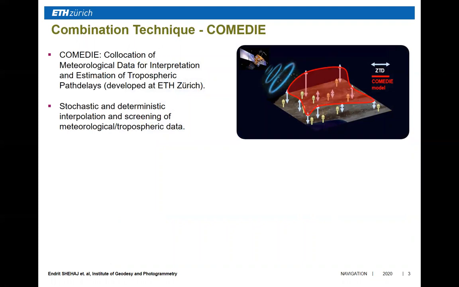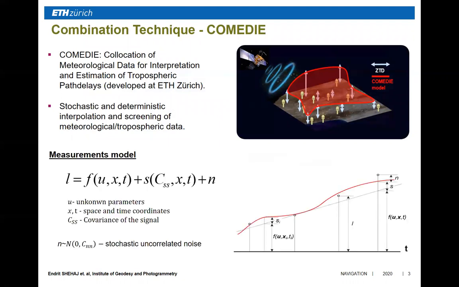Our combination technique is COMEDIE. COMEDIE stands for collocation of meteorological data for interpretation and estimation of tropospheric path delays. This is software developed at ETH Zurich, and it can do stochastic and deterministic interpolation and screening of meteorological data. In collocation, the measurement is split into a functional or deterministic part, which depends on some unknown parameters; a signal part, which we have modeled as a function of the covariance of the signal, and this is the correlated part remaining in the residuals; and the noise part, which is some stochastic uncorrelated noise that has remained in the residuals.